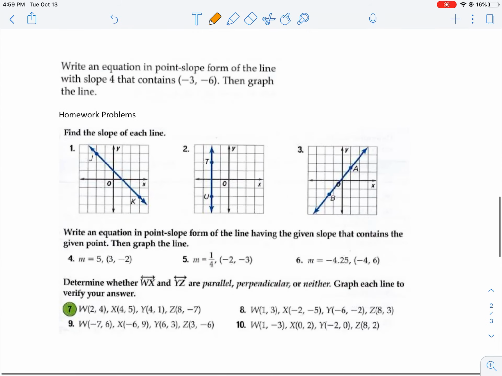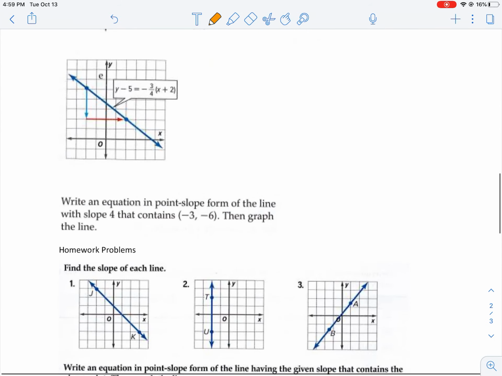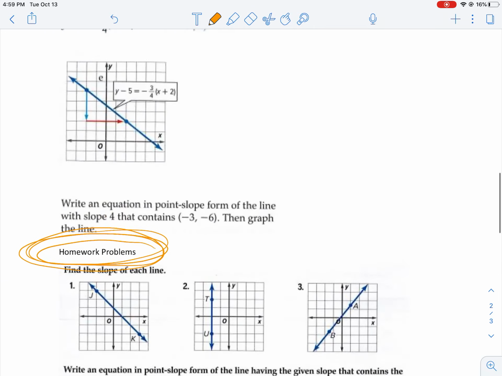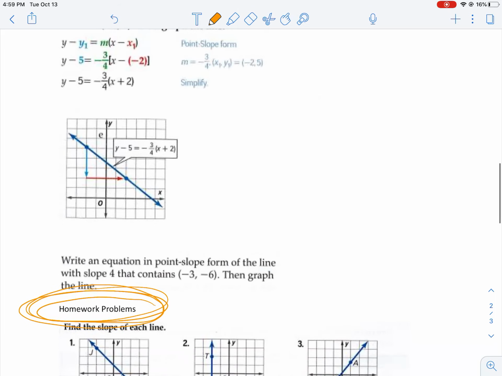Well, we are not going to make it through all those, are we? Oh, okay. The homework problems are right here. Okay. Phew. I was like, there's no way. All right. So those are homework problems. So we have just a few more to go.